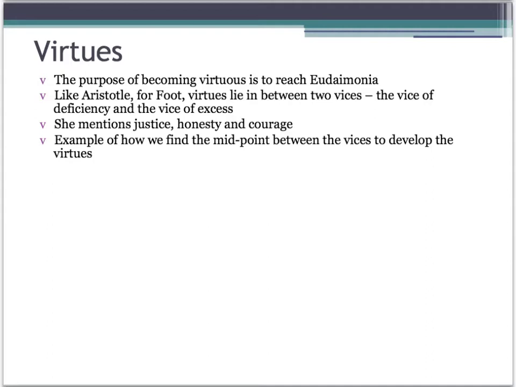that she thinks it's important to develop. And then remember, each and every paragraph should have an example. And so here you would give an example of how we find the midpoint between the vices to develop the virtues. So if you were acting honestly, you would need to think, well, I don't want to act according to the vice of deficiency, so I don't want to lie. I don't want to act according to the vice of excess, so being too honest. I want to head down the middle way and just be honest enough. And that's the virtuous thing to do. That's where the virtue is.